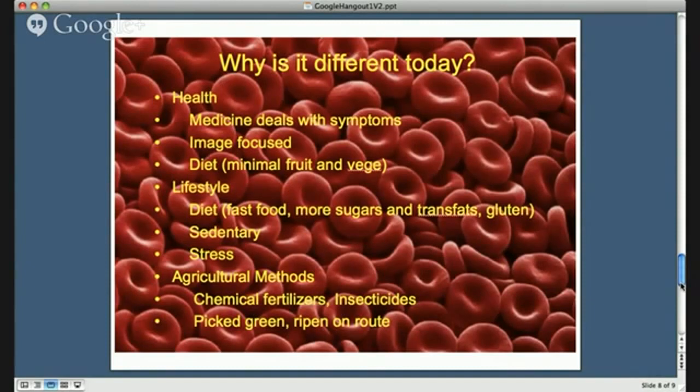But our lifestyle is very sedentary. We don't tend to run around and exercise a lot. We sit at an office desk, or we sit behind a piece of machinery and work. It's not about a lot of really physical labour these days. And of course, stress is important as a lifestyle issue for us. But then agriculture has also changed, and that means more chemical fertilizers. It means insecticides being sprayed onto the foods that we eat. And it's also about foods being picked green and ripening as they head towards the store for us to buy.